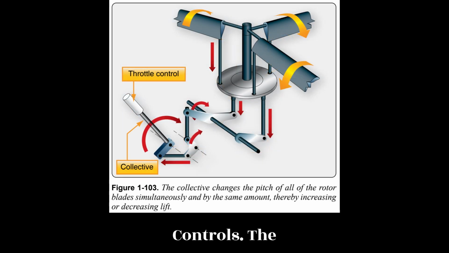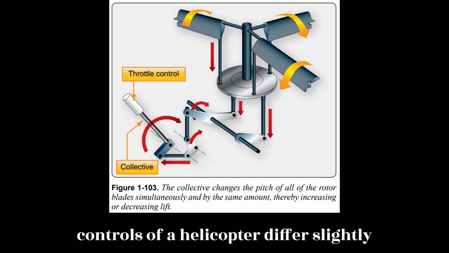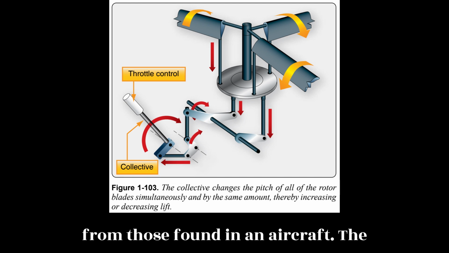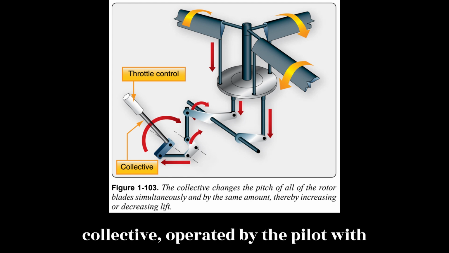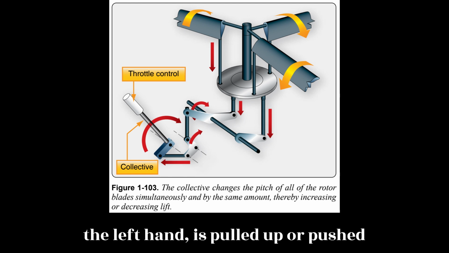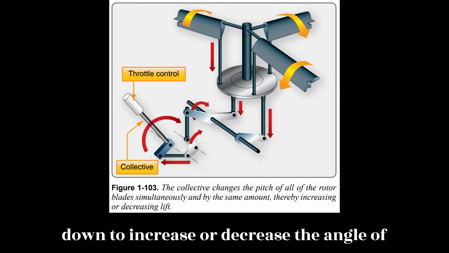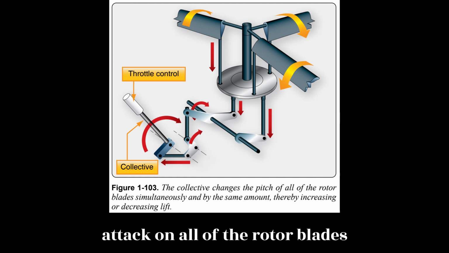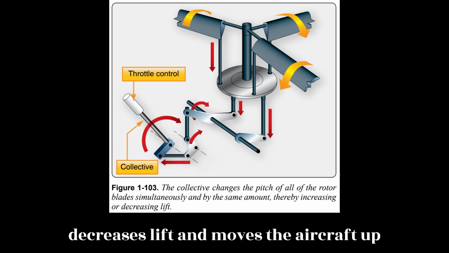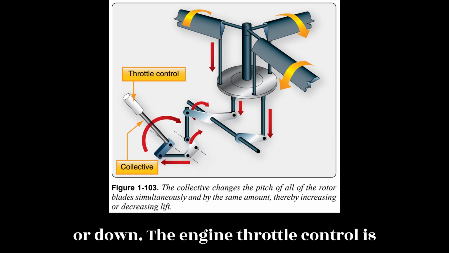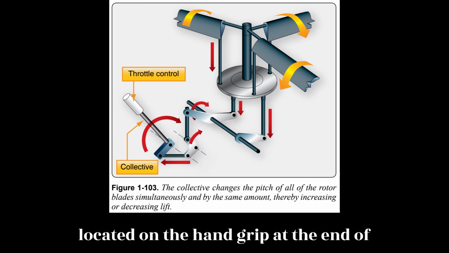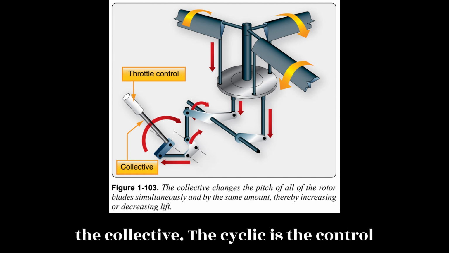Controls. The controls of a helicopter differ slightly from those found in an aircraft. The collective, operated by the pilot with the left hand, is pulled up or pushed down to increase or decrease the angle of attack on all of the rotor blades simultaneously. This increases or decreases lift and moves the aircraft up or down. The engine throttle control is located on the hand grip at the end of the collective.